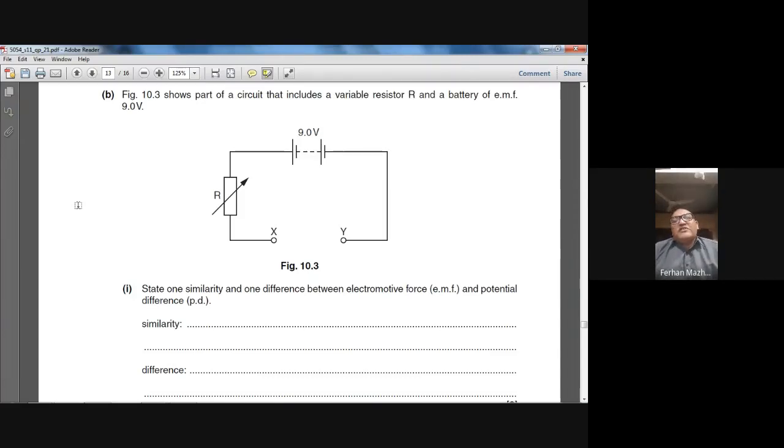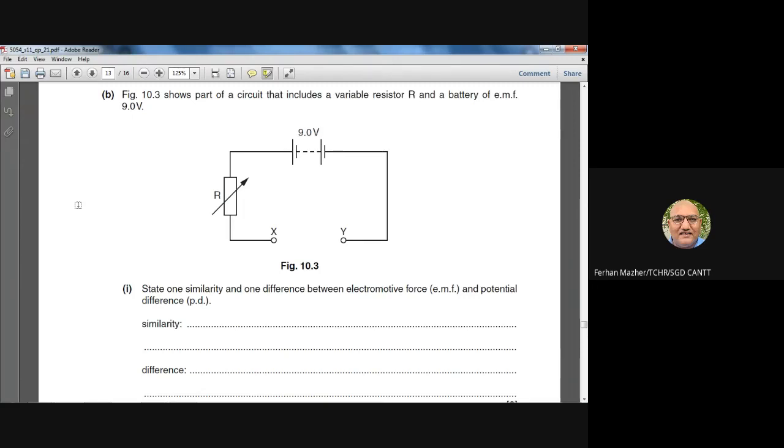The similarity between the EMF and the potential difference, electromotive force and the potential difference, is that they both have the same unit. They both are measured in joules per coulomb. Or for both of them, we use the unit volt, V-O-L-T. For both of them, the unit can be joules per coulomb or volt. That's the similarity between them.